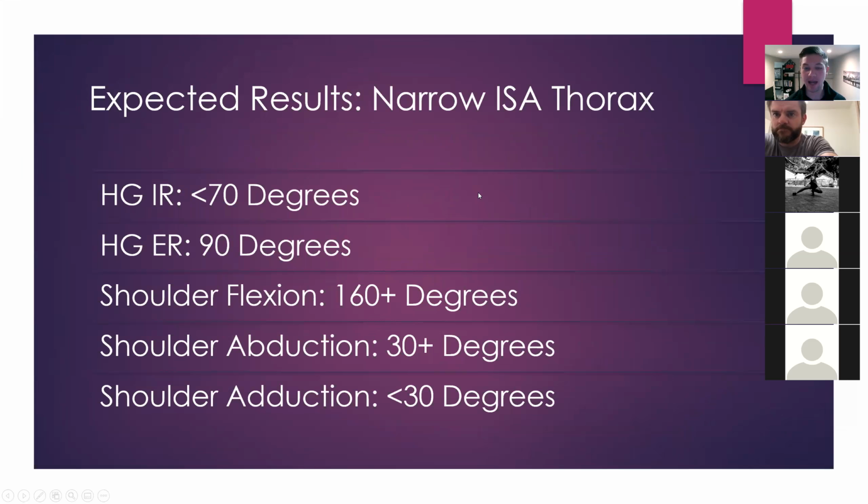Now that we have all those done, let's talk about some thorax presentations for narrows. This is what you would expect to see, assuming no secondary compensations are present. That's the key word. Their internal rotation is going to be less than 70 degrees. External should be full. Shoulder flexion should be 160 or more. Their shoulder abduction should be full, and their shoulder adduction will be limited. Sometimes you might see their abduction limited as well, but usually they don't have an issue with that as much.